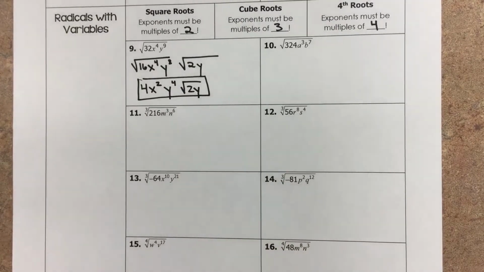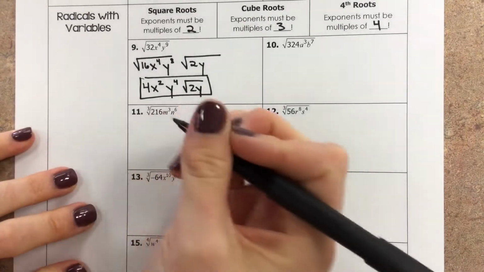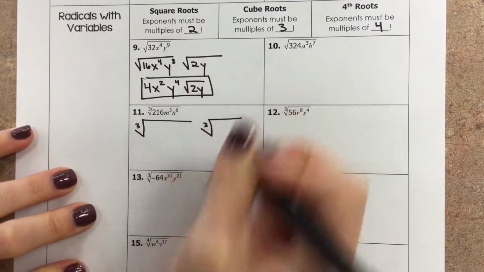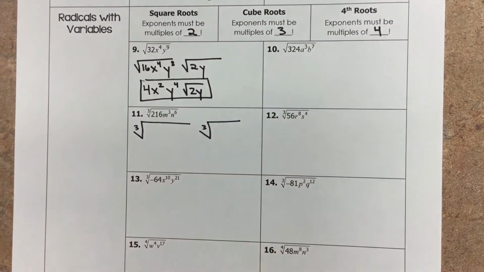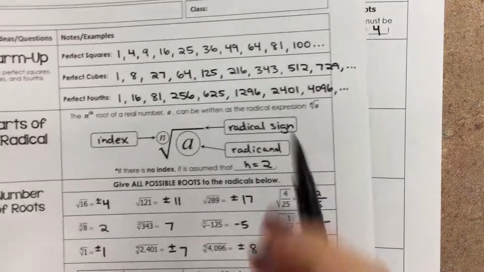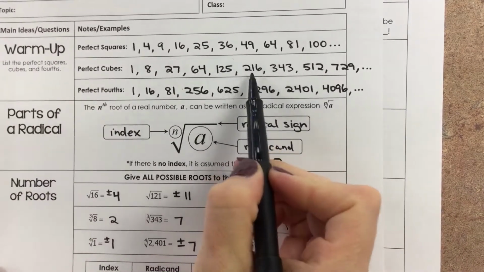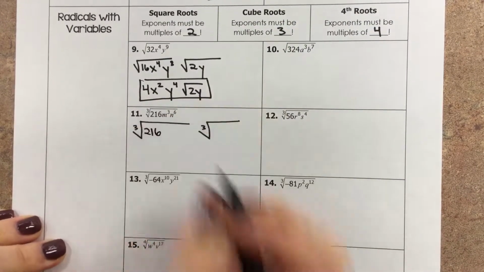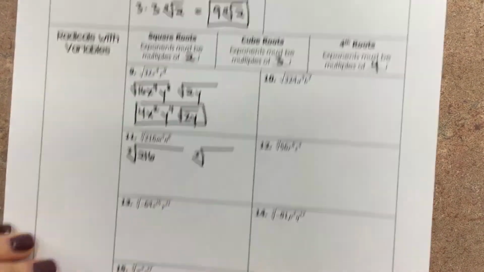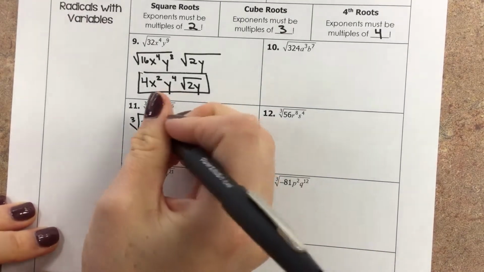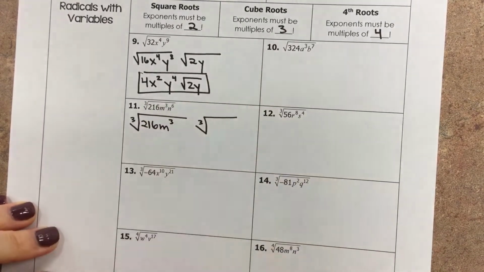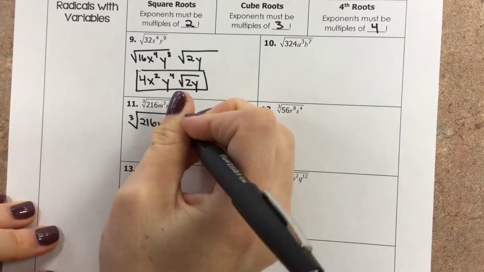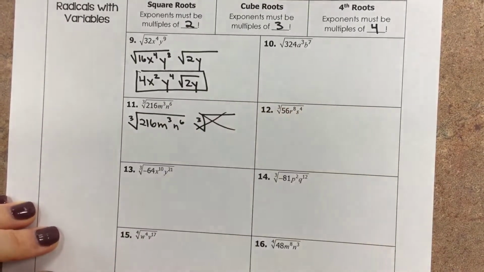So cube root, 216. We are going to split our perfect cubes from the not perfect cubes. So 216, if we go back to our list, 216 actually is on our list of perfect cubes. So we get to bring that just right over here. And then for our exponents, they must be multiples of 3. So m to the 3rd, 3 obviously is a multiple of 3. So there are no leftovers. And then n to the 6th, 6 is a multiple of 3. So there are actually no leftovers at all. So we're going to forget I even did that.